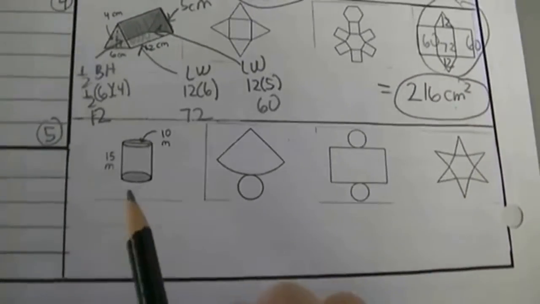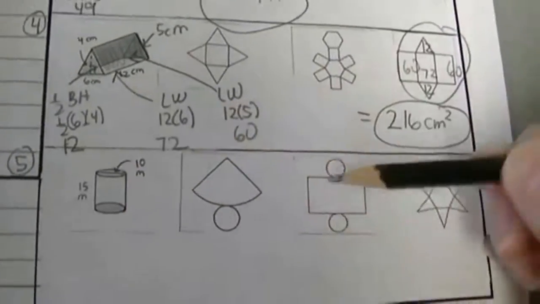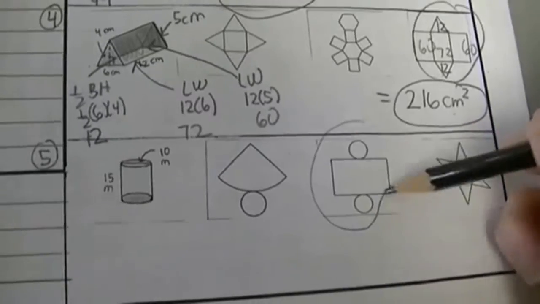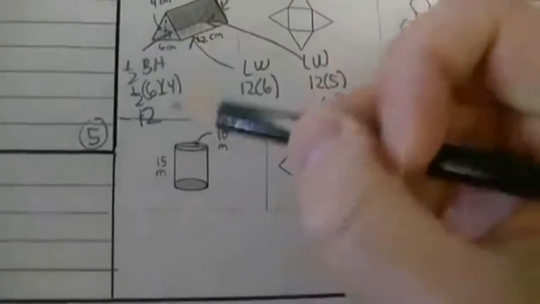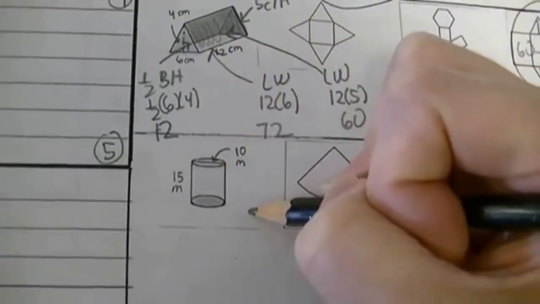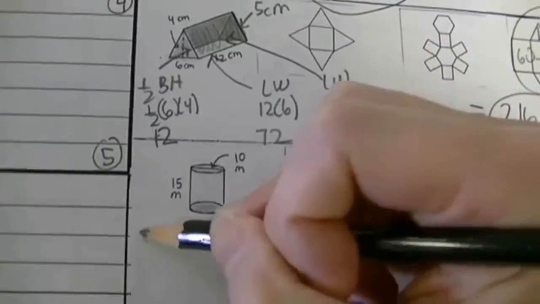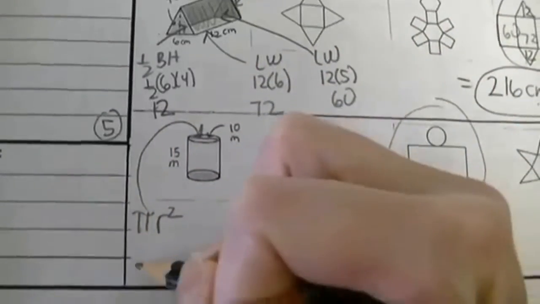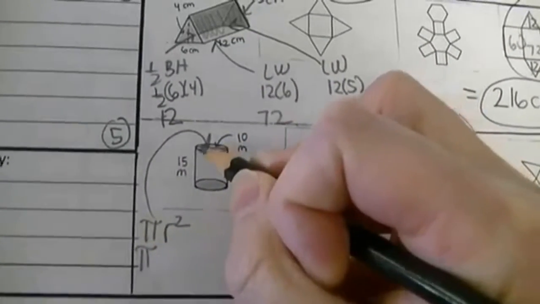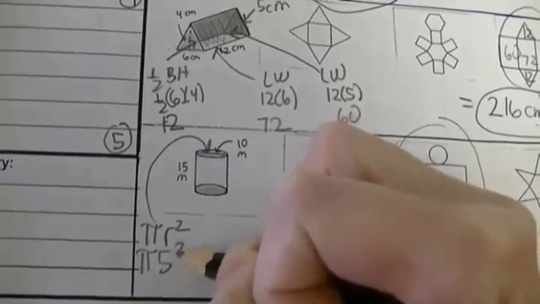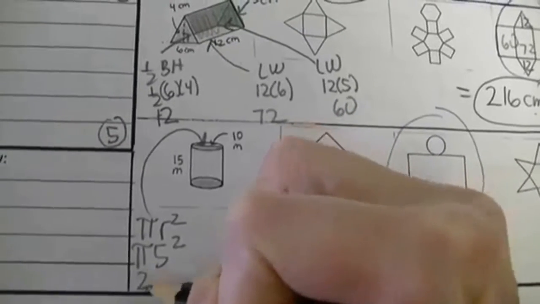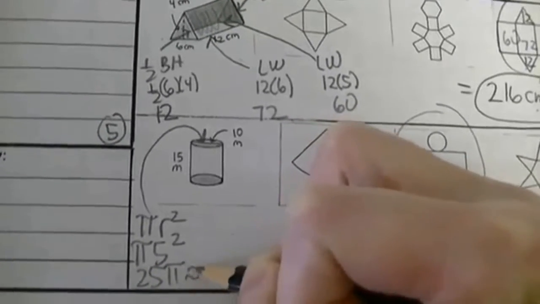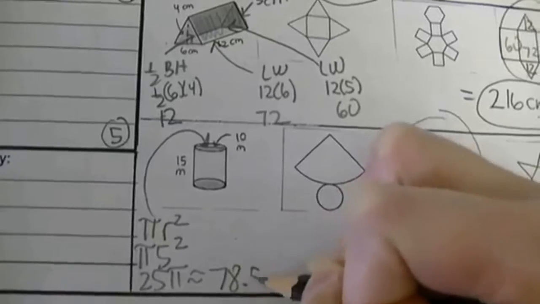Alright, cylinder is a little bit weird, just because, well, there's its net right there. And let's go ahead and start with finding the area of that circle. On the top, it's pi times radius squared. So it's pi times the diameter is 10, so the radius is 5. We got to square that 5. So it's going to be 25 pi, which is approximately 78.54.